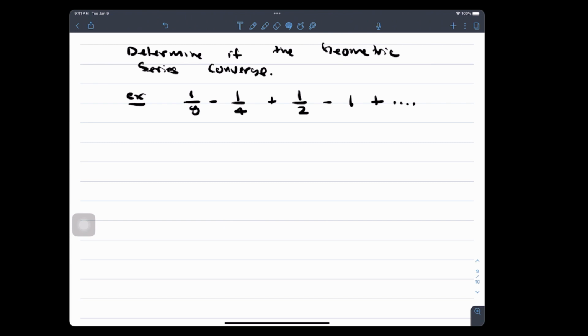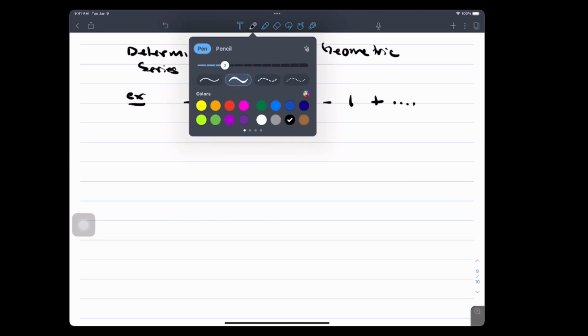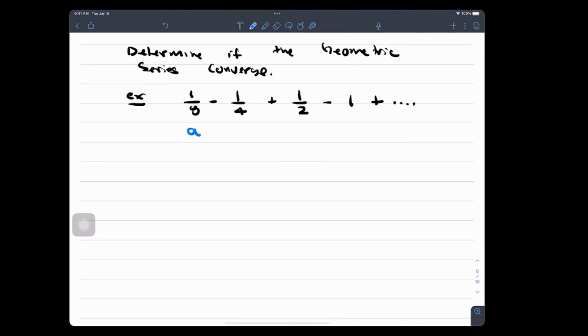And so I'm going to have you guys try this out a little bit. Notice this. You have to verify that this is geometric. In other words, this is A, this is AR, this is AR squared, this would be AR cubed. Because remember how they define this? They define this as the following: AR^(n-1), which is A plus AR plus AR squared.